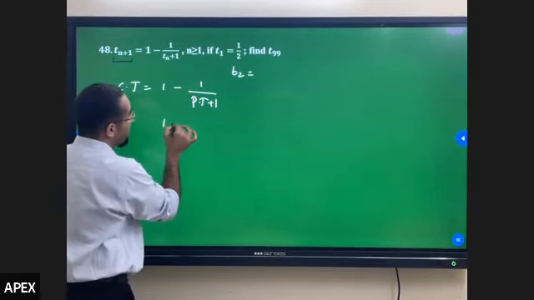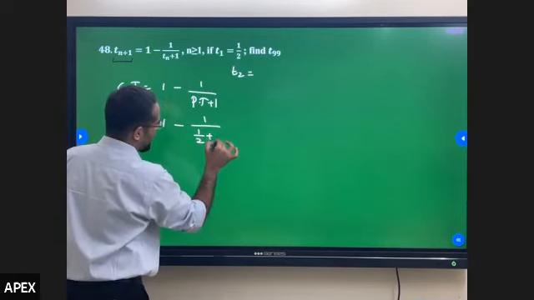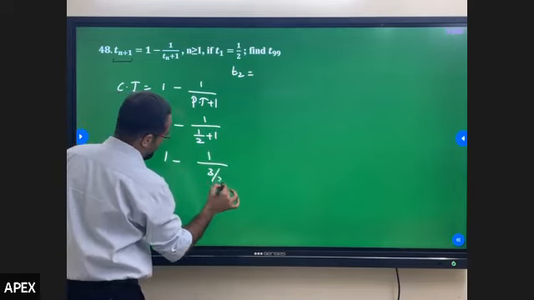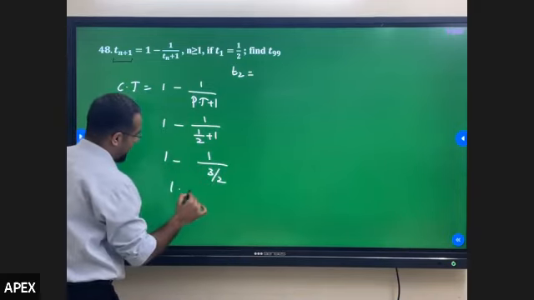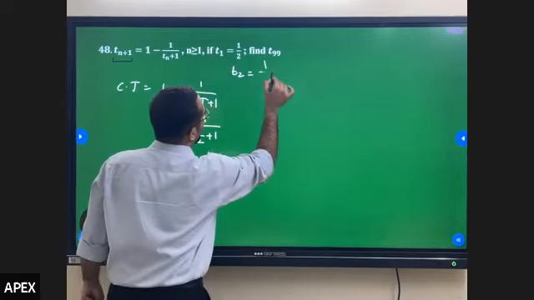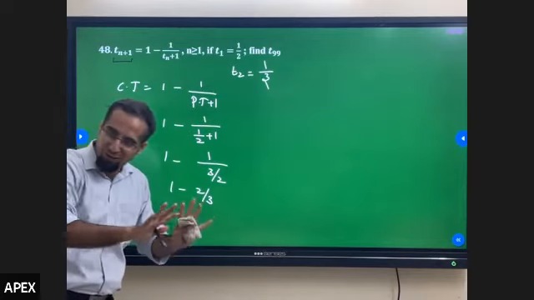If you're not figuring it out, this is 1 by 2 plus 1. This is 1 minus this, which becomes 1 by 3 by 2. Inverse becomes 1 by 2 by 3, which means I get T of 2 is equal to 1 by 3. A trend already, but too early to comment.